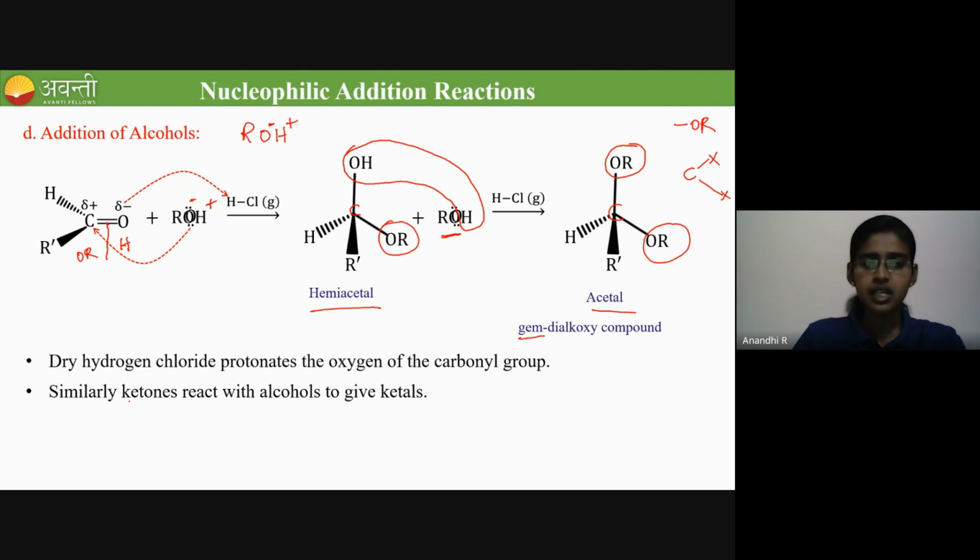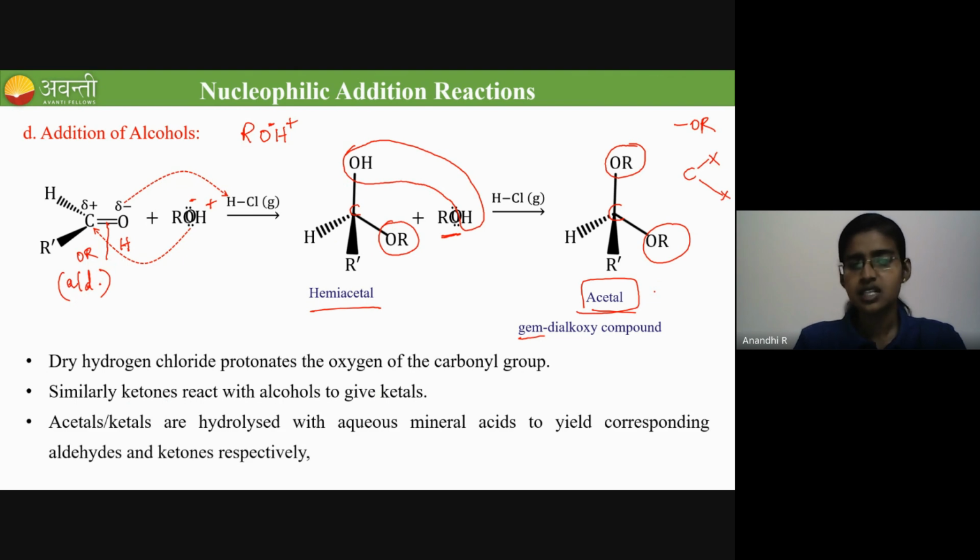So similarly, ketones also react with alcohols to give ketals. So this is the aldehyde. Since we are reacting the alcohol with aldehyde, we are calling it acetal. If we are taking ketone instead of aldehyde, you will arrive at ketals. Okay.